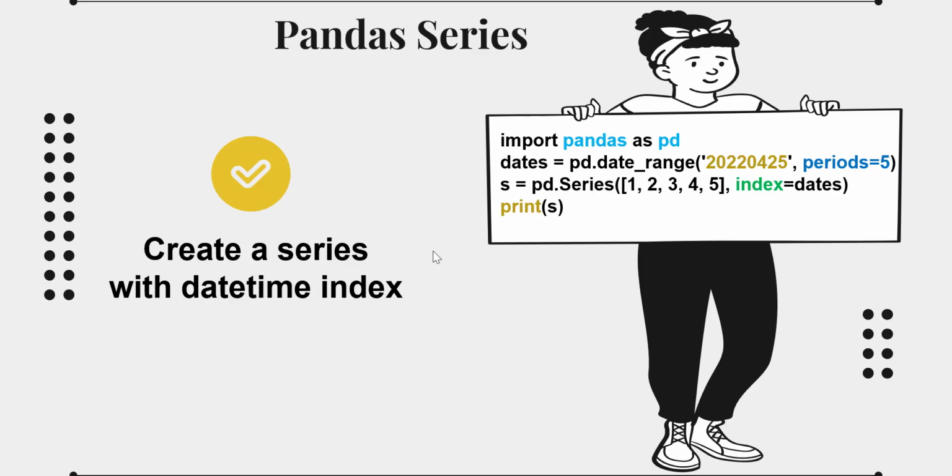Another thing you can do when you create the Pandas series is to create a series with a datetime index. And this is how we do it. We create the dates here, pd.date_range, and then set the first date here, 2022, the 4th month, and the day 25. And then periods 5. So you have chosen a period of 5 days, and then set the index of the series to the dates variable. Let's go to Jupyter Notebook and try this datetime index.